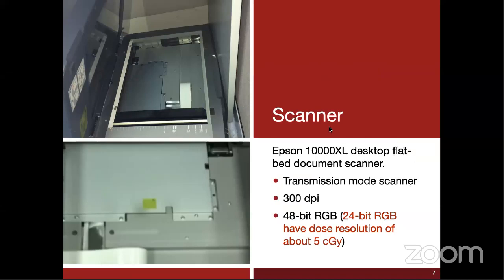So for all our readings, we use a scanner, Epson 10,000. I think there is a 12,000 scanner model now. We scan everything in transmission mode. This is important, especially if you're looking for spatial resolution. But for many applications, you could also scan it in reflection mode, if spatial resolution is not really a big concern.